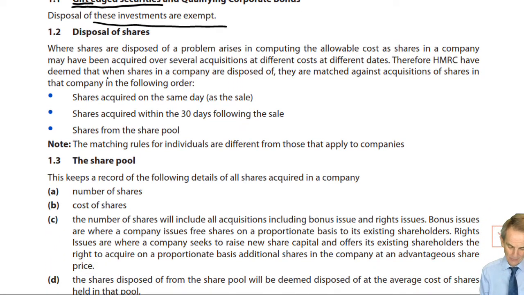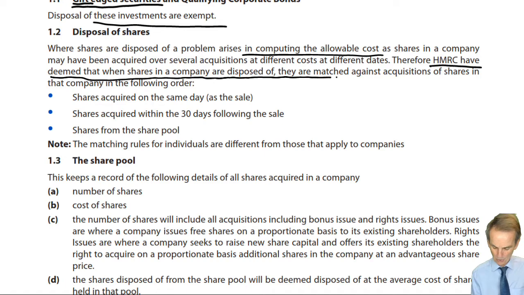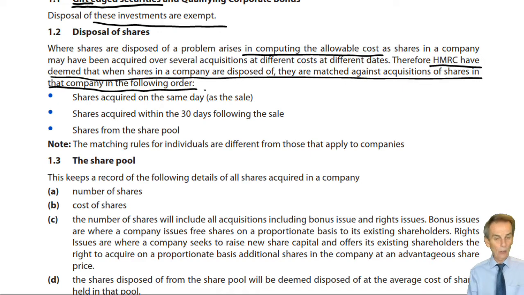So, disposal of shares. As we've already said, when shares are disposed of, a problem arises in computing the allowable cost, as shares in a company may have been acquired, as the note then says, over several acquisitions at different costs at, of course, different points in time, different dates. Therefore, HMRC have deemed that when shares in a company are disposed of, they are matched. These are the important share matching rules that now we look at. They're matched against acquisitions of shares in the company in the following order.